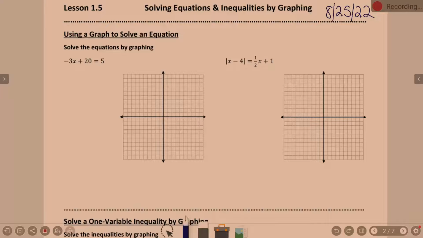Okay, guys. So lesson 1.5 is solving equations and inequalities by graphing. Now, these are things that, yes, some of you have already looked at the first problem and you've got the answer in your head. That's fine. However, we're going to talk about how we can get an answer to that equation from graphing. Okay, so as I said, a little bit different today.